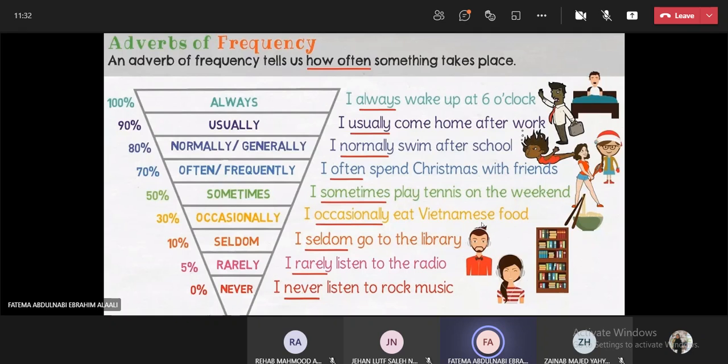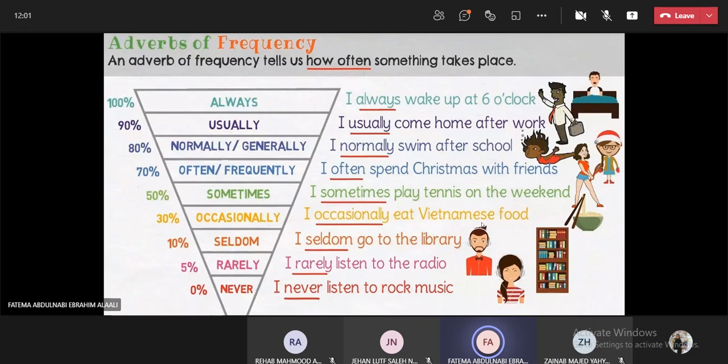Okay, so the most important thing to know in this slide: what are adverbs of frequency and when do we use them? What is the use of adverbs of frequency? One, to tell us how often something takes place. Second, what are adverbs of frequency, which are these from always to never.